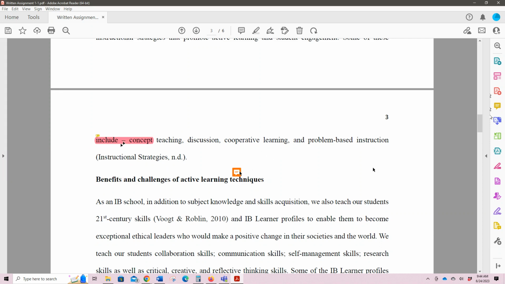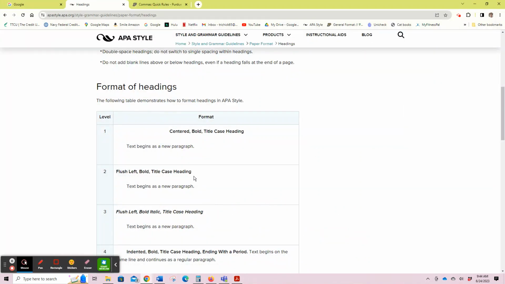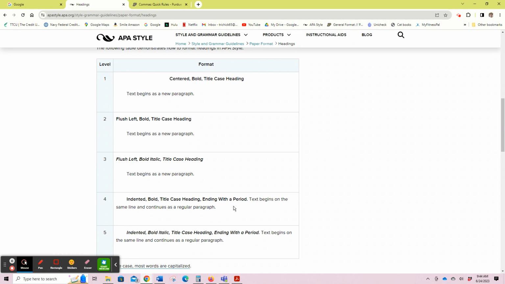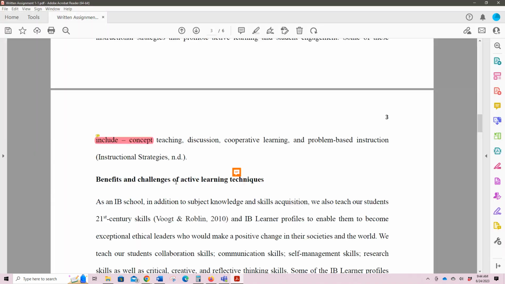Okay. Here, headings should all be capitalized. All major words in a heading should be capitalized. So if we go back to here, notice all major words are capitalized. Now, notice the letter A is an article. That's not a major word, so we don't want to capitalize it. Otherwise, all your words in a heading should be capitalized. Okay.